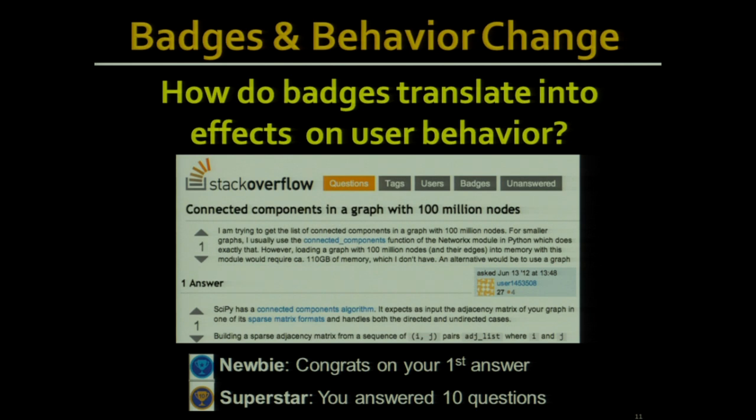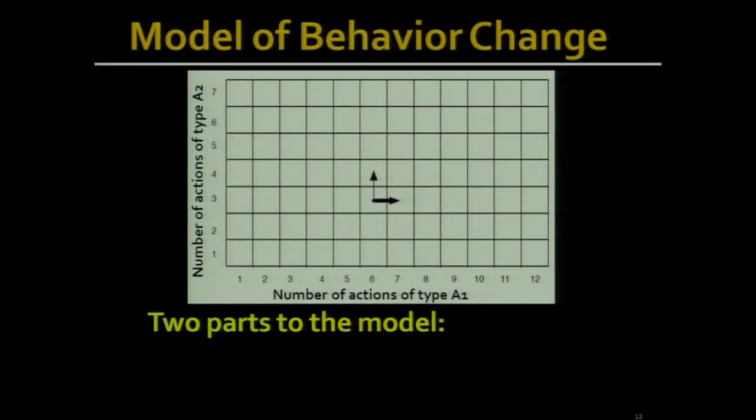And as people are doing this, they are getting badges, right? You get a newbie badge once you contribute your first answer, you can get a superstar badge once you answer 10 questions, and so on and so forth. So the question is, how would we build a utility-based model of the behavior under the presence of badges? And here is how we proceeded. The way to think about this is, you think that there is some action space a user can take on the website.